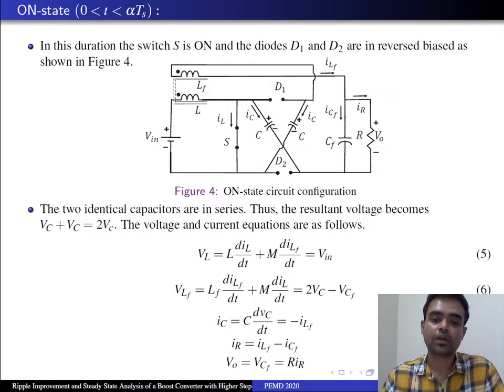The other voltage and current equations are given as follows. You can see all those equations.